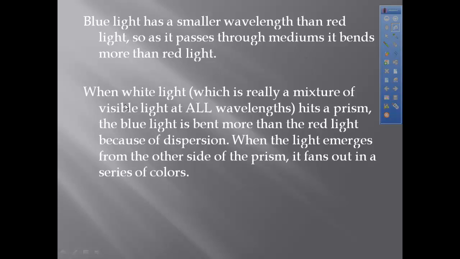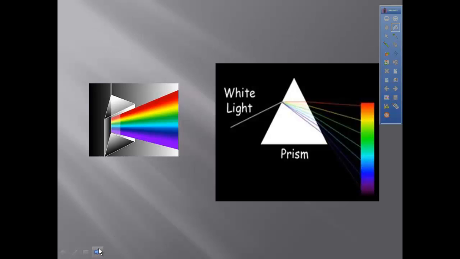So when white light, or light from the sun, hits a prism, the blue light bends more than the red light does because the wavelength is much smaller. When the light comes out of the other side of the prism, it fans out in a big series of colors. It looks like a rainbow because each one of those different wavelengths refracts a different amount. So the purple or the blue light bends the most. You can see that really drastically in this picture. And the red light bends the least.